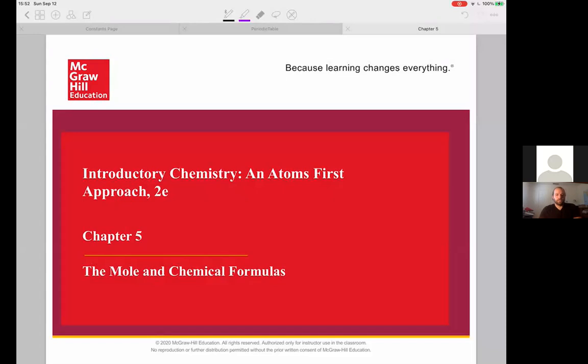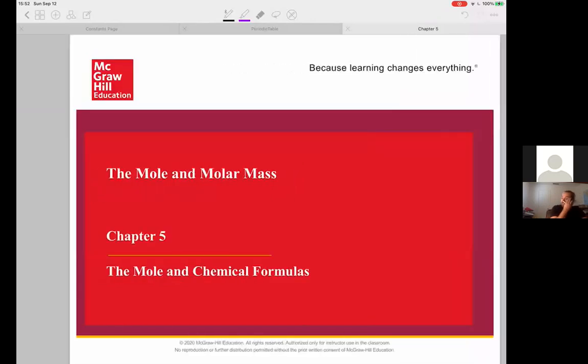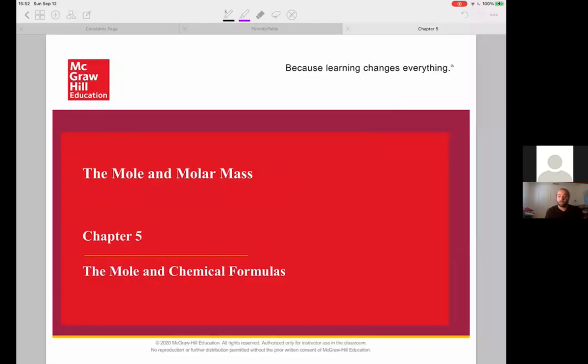So for this week, we're going to be starting chapter 5, and this is going to be introducing a really important concept in chemistry. This is the concept of the mole. And this is going to piggyback off a lot of the math and chemistry that we learned about last chapter. We're going to have to pay attention to sig figs and all that good stuff. All right, so let's get started. Again, first thing we're going to do is just introduce this concept of a mole.